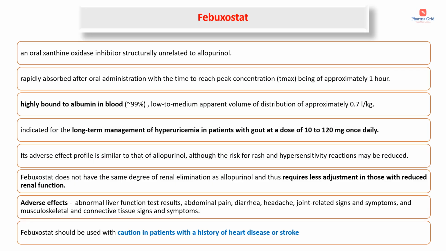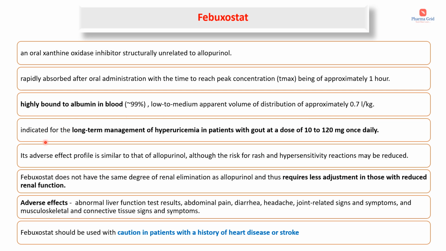Okay, so the next drug is febuxostat. It is also an oral xanthine oxidase inhibitor structurally unrelated to allopurinol. This drug is rapidly absorbed after oral administration with the time to reach peak concentration, that is Tmax, being approximately 1 hour. It is highly bound to albumin in the blood, approximately 99%. Then low to medium apparent volume of distribution of approximately 0.7 liter per kilogram.